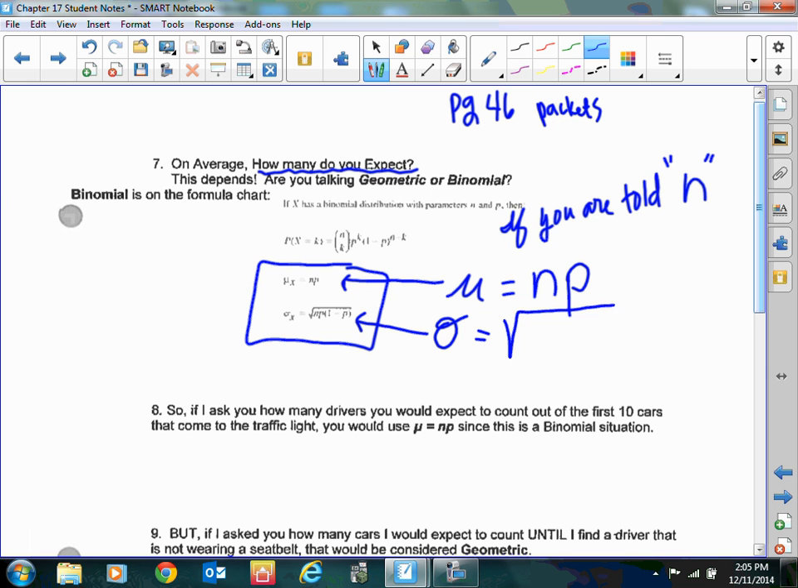It is the square root of the number of items that you have times the probability of that event, and then 1 minus p is the failure of that event. So again, if they tell you n, then you can find the mean and the standard deviation with those two formulas. So let's look at number 8.